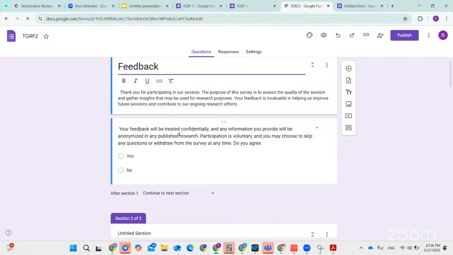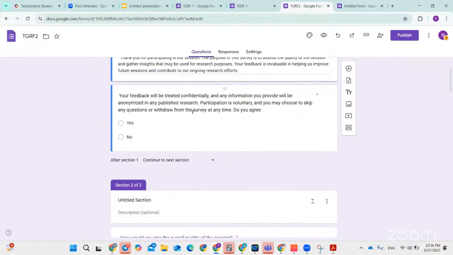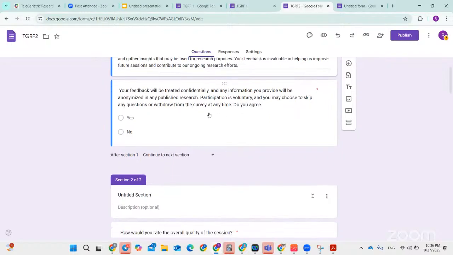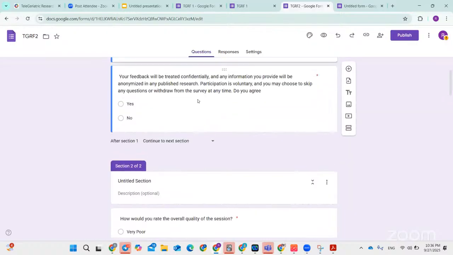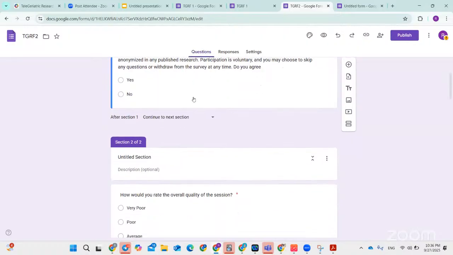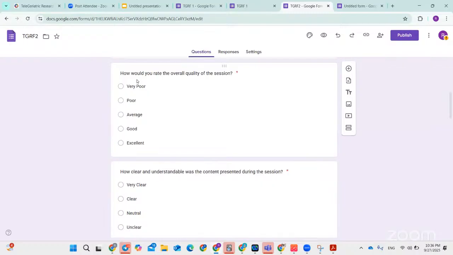In this we write that all information will be anonymized, and a participant may withdraw at any time. This is important if you conduct a questionnaire for research purposes, for the agreement of the participant to be part of your research. And then this is for, we can use it as a personal improvement.